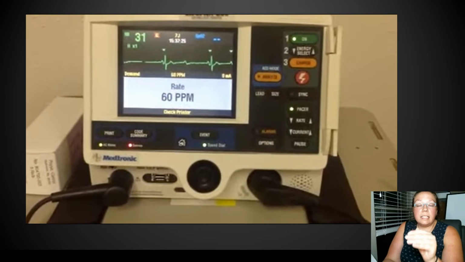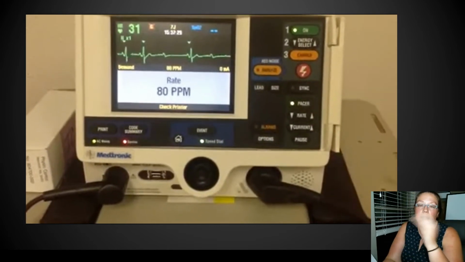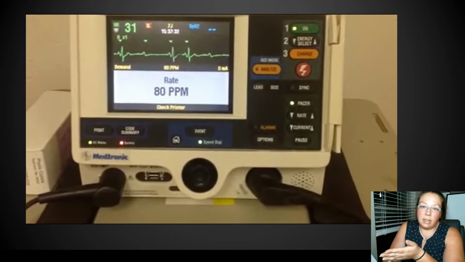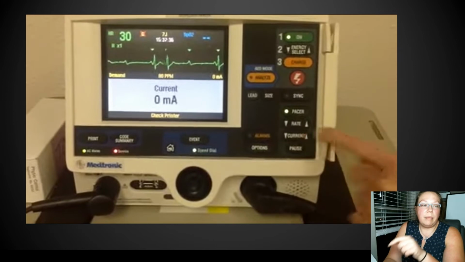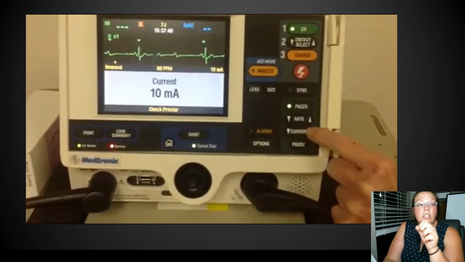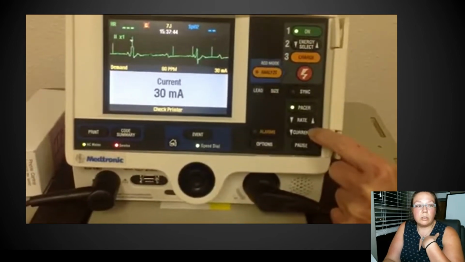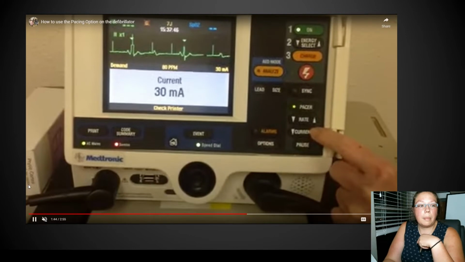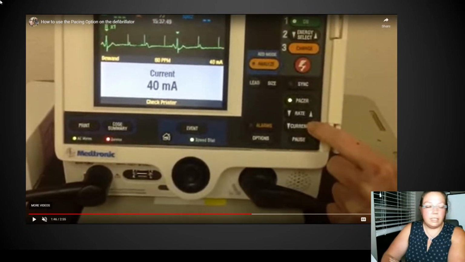And 60 to 100 is normal sinus. You can turn up the rate just so that your patient is not symptomatic for bradycardia. Once you have your set rate, you start turning up the current. So this makes that electrical impulse through the skin stronger and stronger. As you turn up that current, you're going to see what's called pacer spikes.